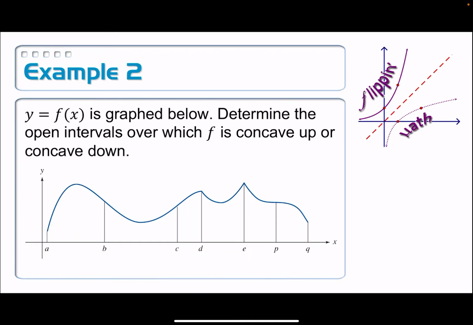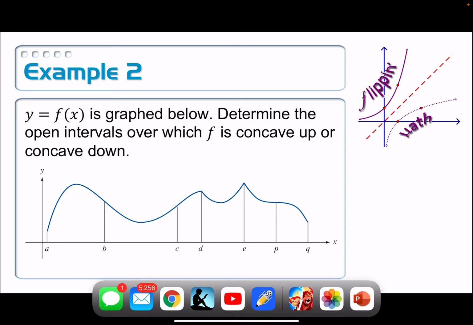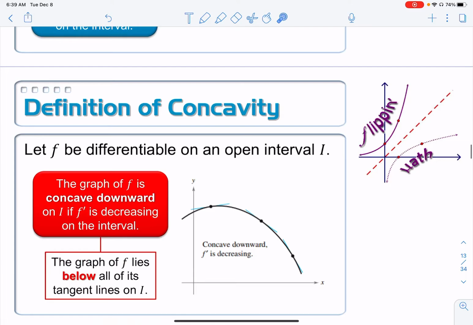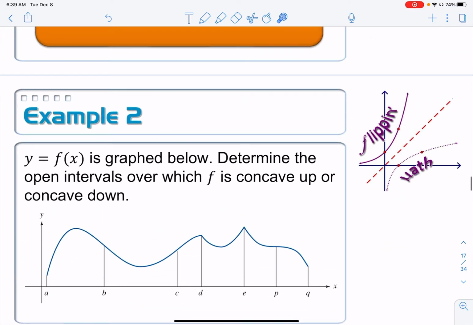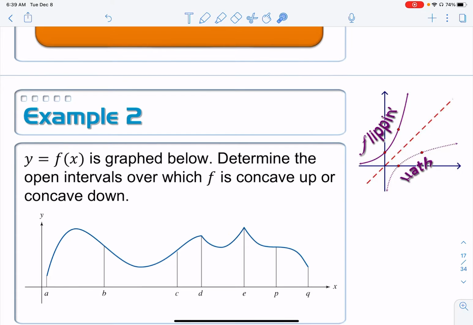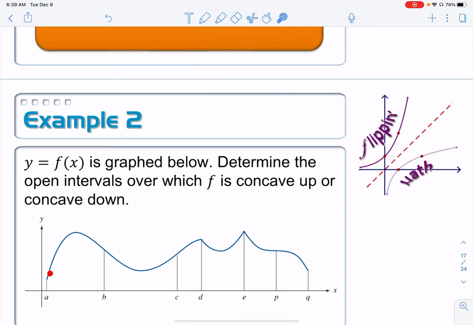Take a look at this example 2 here. We want to know what are the intervals, the open intervals, over which our function f is concave up versus concave down. So we're just doing a visual inspection here. We don't have an equation that we're going to take the first or second derivative of. We just are doing a visual inspection about concavity. Okay, so I'm going to come over here, right on my picture. Here we go. All right, so I can see that my graph seems to be from A to B.